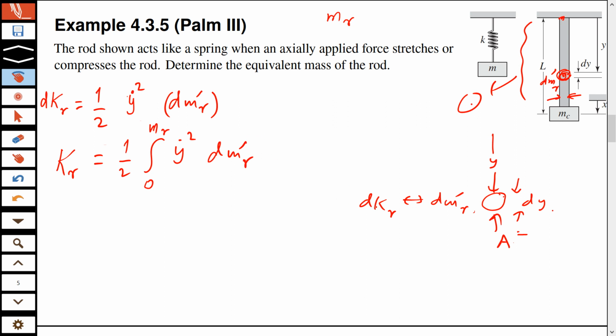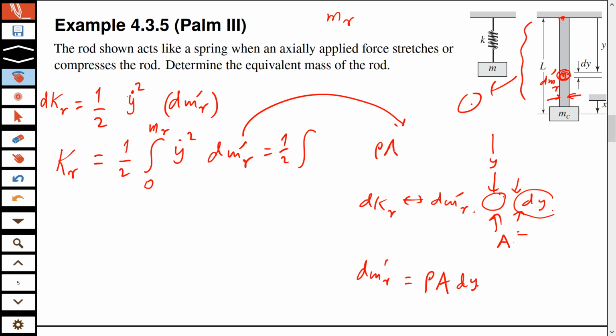Now there are two things we can do here. We need to express this dmr in terms of dy. Okay, so the small mass dmr prime will be equal to the density, mass density rho, times the volume. Now what is the volume? Volume is the cross-sectional area A that is fixed for the rod, and the height of that differential element is dy. Yeah? So it's rho A dy. So I can now replace this as half, and dmr is rho A dy.